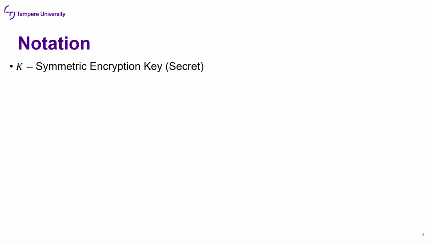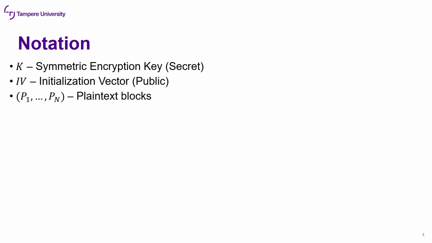So, as we know, K will stand for symmetric encryption key. In this case, we keep this key secret, and only the communicating parties know of this key. Then there will be the initialization vector, or I'll sometimes refer to it as the nonce. In this case, the initialization vector is a public value that can be known to anybody without compromising security. Then, as covered in the previous lecture, there are plaintext blocks, namely, we split our plaintext into equal-sized blocks for the encryption circuit to work.